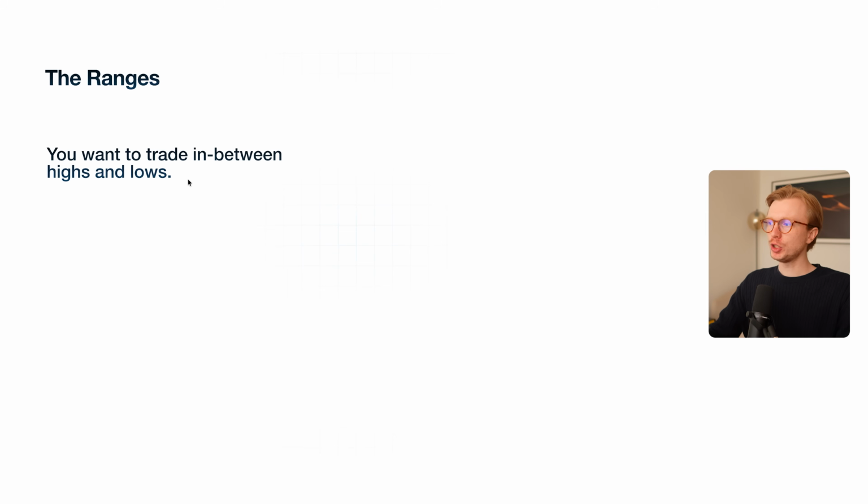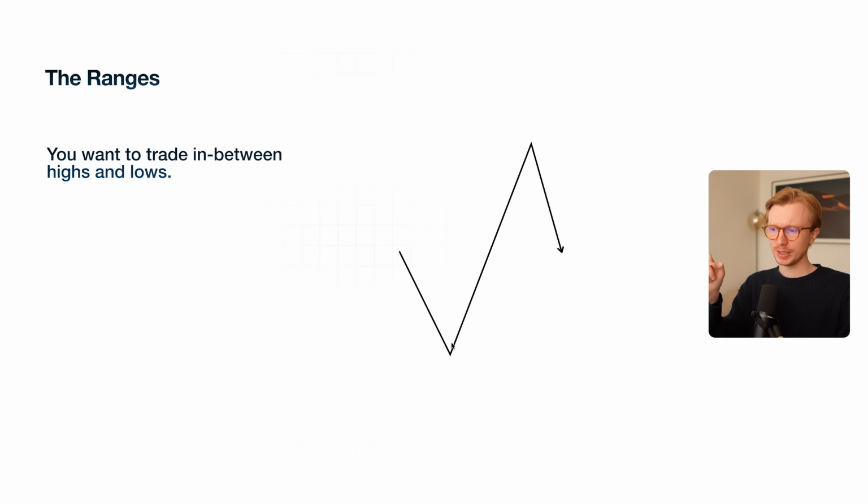You want to trade in between highs and lows. This is the most important part because that's where the highest probability moments, the highest probability trades are going to be present. You want to trade in between highs and lows at every single moment in time. So for example, right here, this is in between an intermediate low and in between an intermediate high where we are somewhat in the middle.